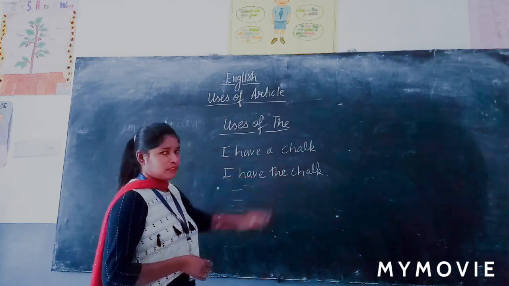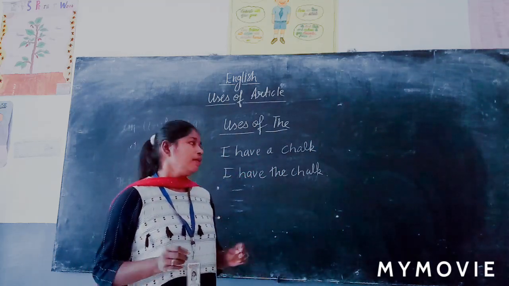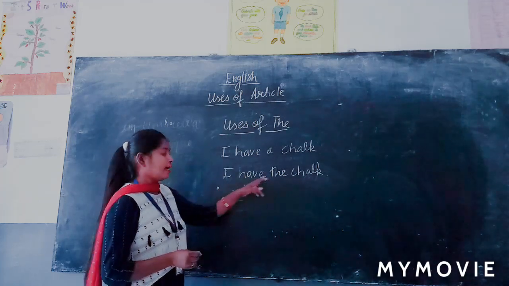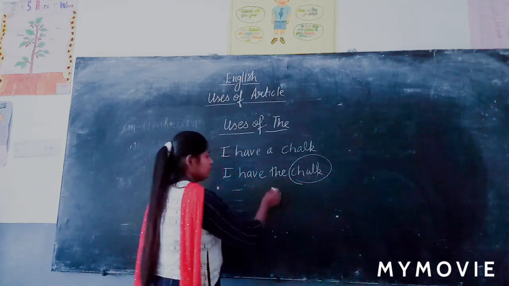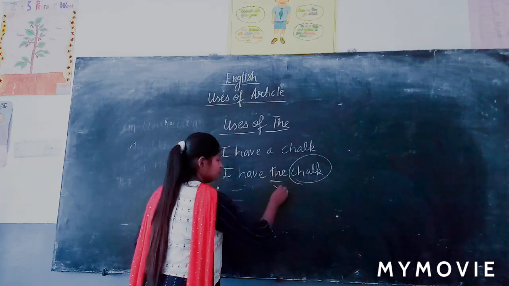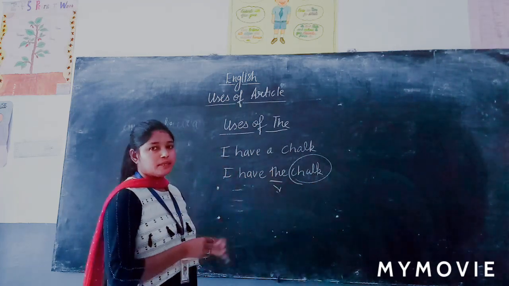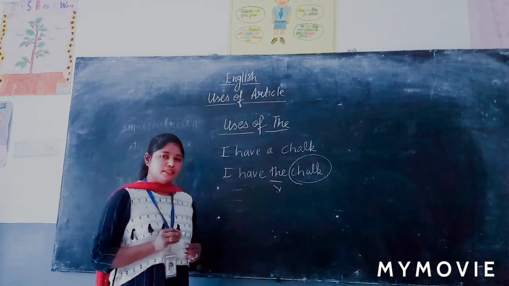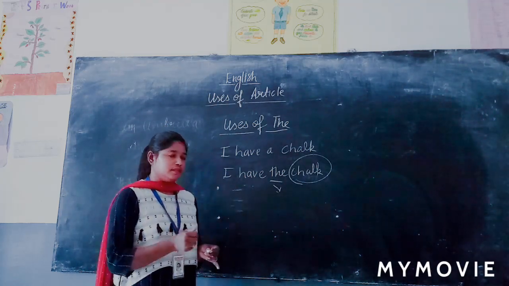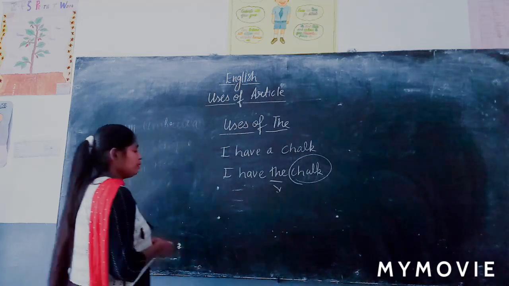I have a job means I have a normal job. But if I say I have the job, it means it is special. The is used to specify something special, meaning I have a job that is given by my sister. Another example you can see.